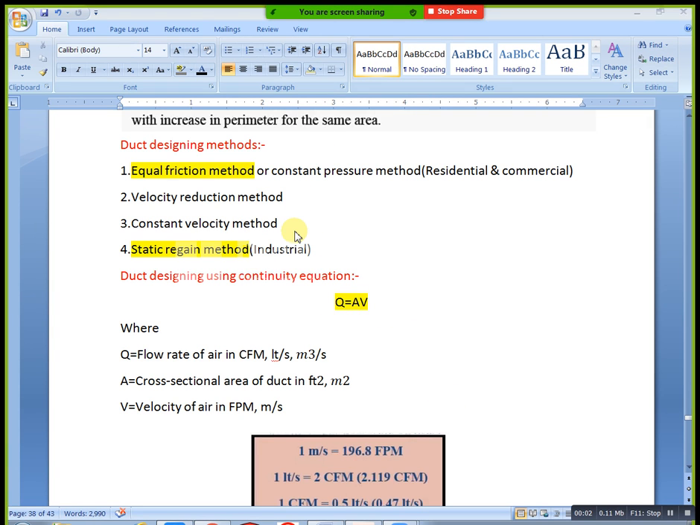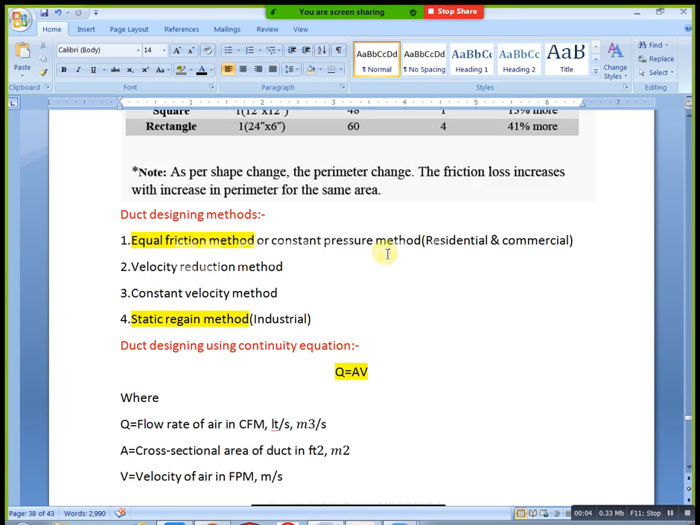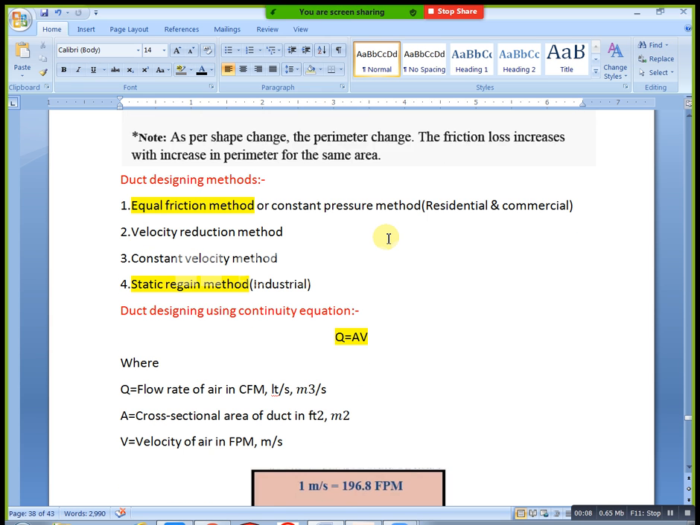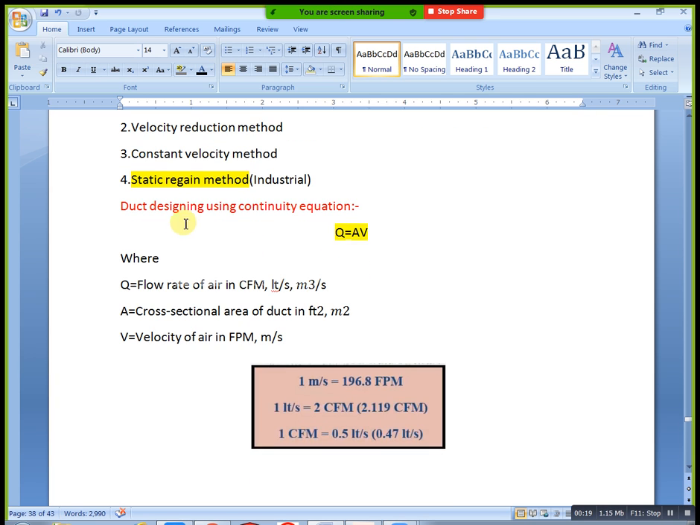Just you can see here, yesterday we completed up to this topic now. Next we have duct designing methods. Before that we need to learn one more thing, that is duct designing using the continuity equation.